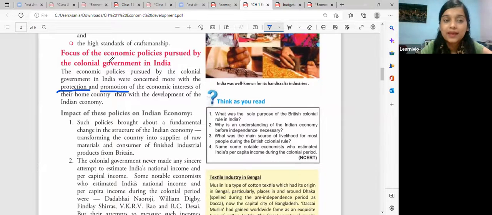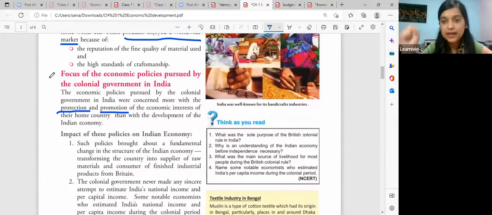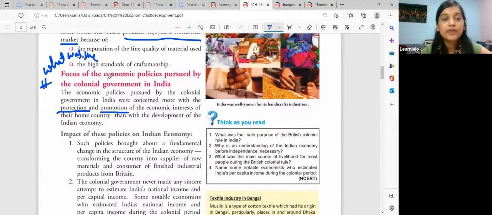Okay. So you will be writing a hashtag. Write the question with black pen and then the answer with blue pen. So it will be easy when you revise. So you'll write, what was the focus of economic policies pursued by colonial government in India? So what you are going to write? What was the focus of economic policies pursued by colonial government in India?